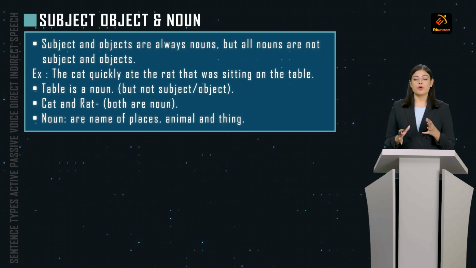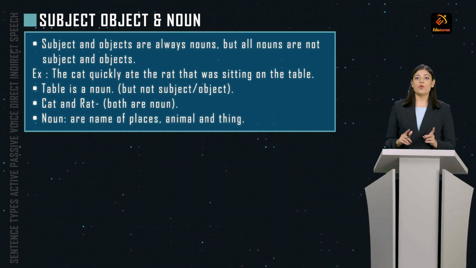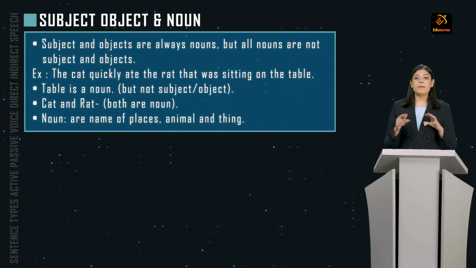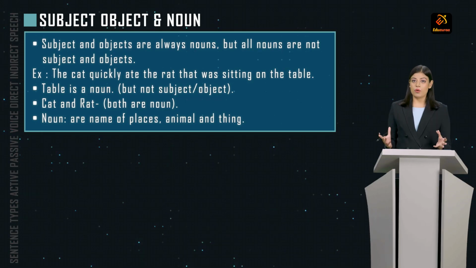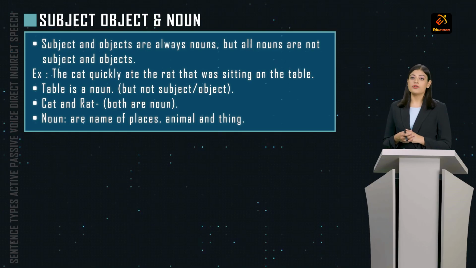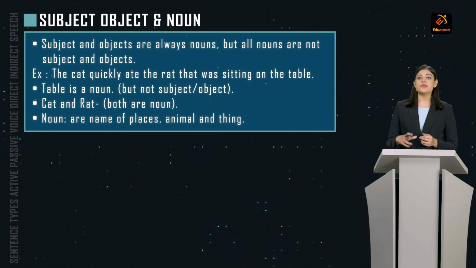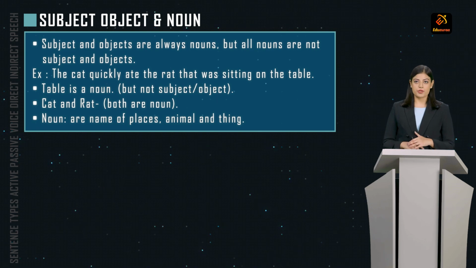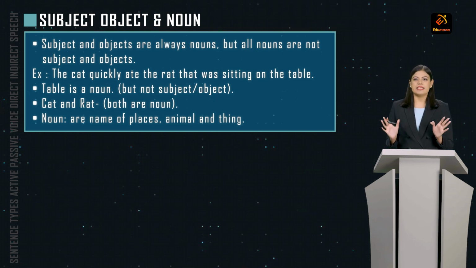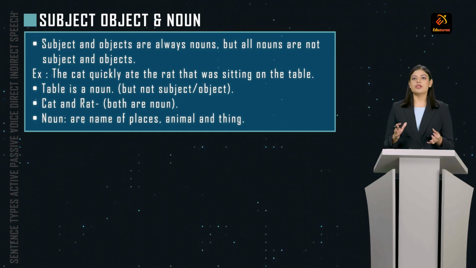Okay? Now, let's talk a little more about subjects, objects, and nouns. I discussed this right at the beginning, that subjects and objects are always nouns. But all nouns are not subjects or objects. So subjects and objects will always be a noun, but all nouns will not be a subject or an object. This example is a good one to take. The last word in this example is the word table. Table is a noun, but it is neither your subject nor your object. Right? It's just there in the sentence. It's giving you extra information. But it is neither the subject nor the object.